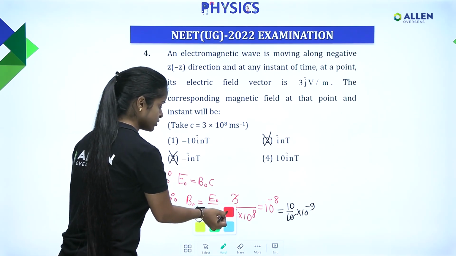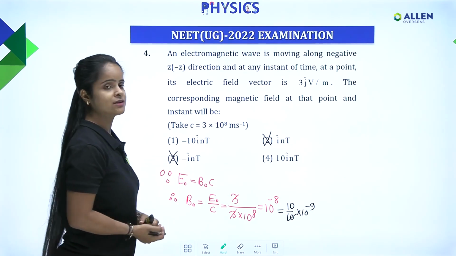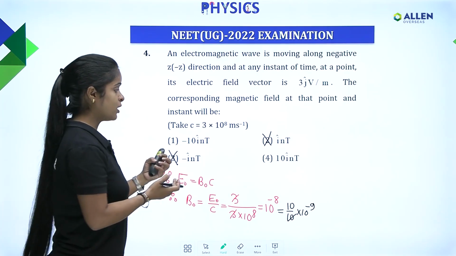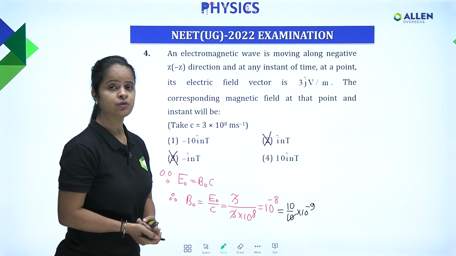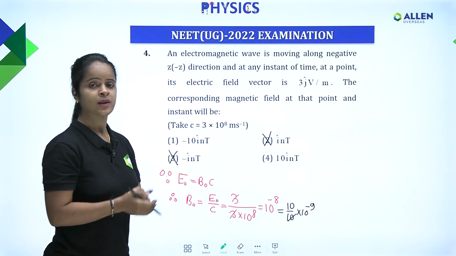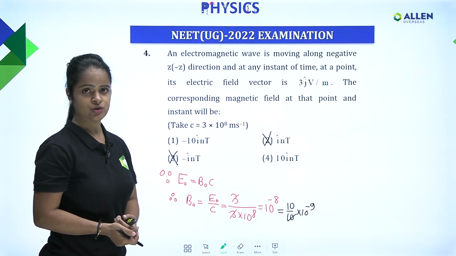In order to determine the direction of magnetic field, you have to use the concept of the right hand thumb rule, and you have to use the concept that in case of EM waves, the direction of propagation of the wave, the direction of magnetic field, and the direction of electric field are mutually perpendicular to each other, right?